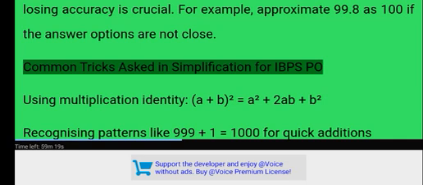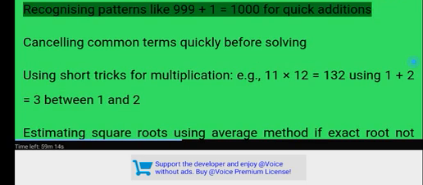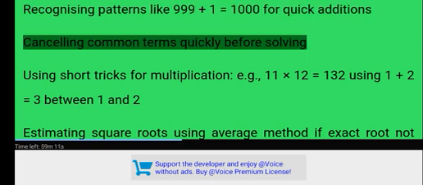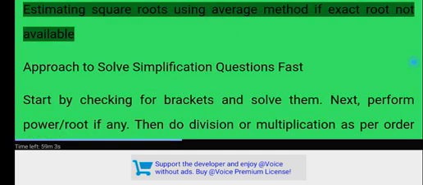Common tricks asked in simplification for IBPS PO. Using multiplication identity, (a plus b) squared equals a squared plus 2ab plus b squared. Recognizing patterns like 999 plus 1 equals 1000 for quick additions. Canceling common terms quickly before solving. Using short tricks for multiplication, e.g., 11 times 12 equals 132, using 1 plus 2 equals 3 between 1 and 2. Estimating square roots using the average method if the exact root is not available.